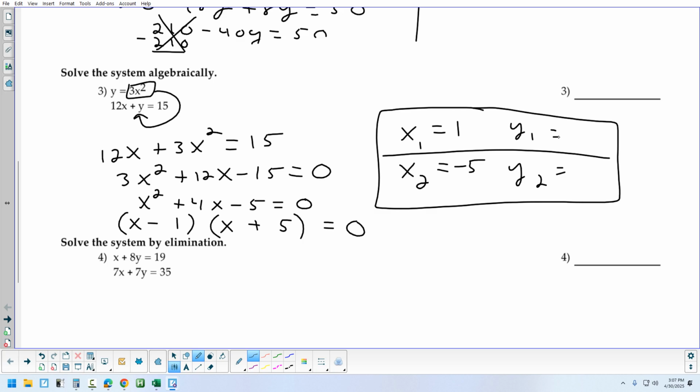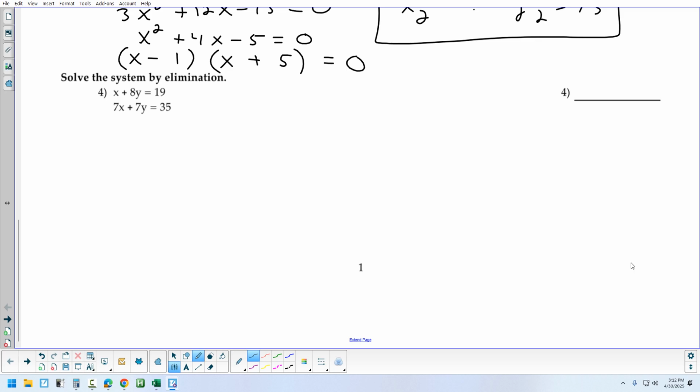Which equation would be easier to plug back into to get y? Top or bottom? The top. Yeah, because it already has y by itself. So we just have to square the number and times it by 3. What do you get if you square 1? 1, and then times it by 3. 3. Okay, there's that one. And now square that number, 25. 25 times 3, 75. And there are your 2 answers for that one. So this one was a quadratic, so it has 2 pairs of answers for a total of 4 numbers.